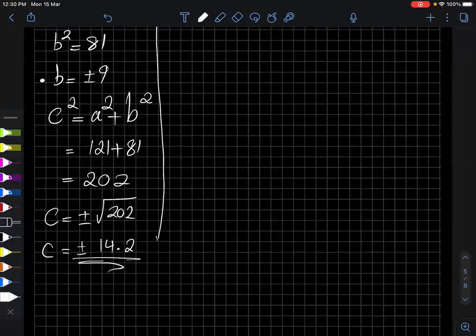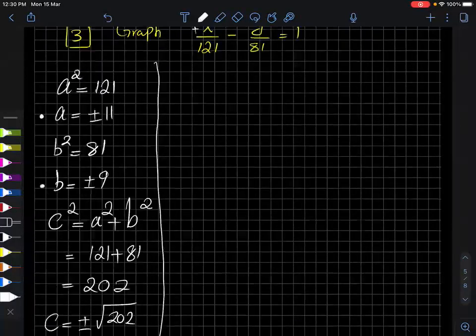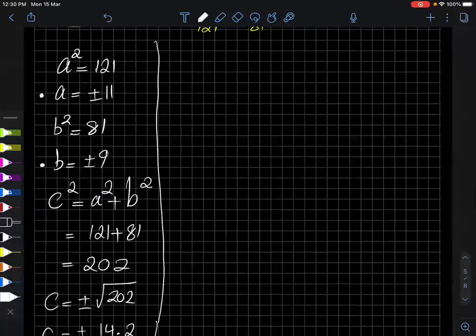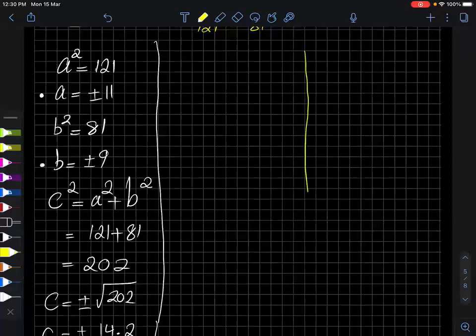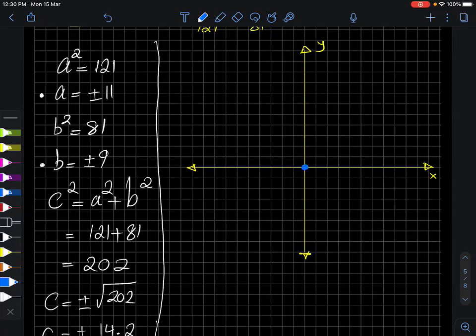Okay, guys. Now we would like to graph. We start by making a coordinate plane, so you have to use the grid paper, a 40 grid points paper. The points are 14.2 and 0, and negative 14.2 and 0. The center is 0, 0. Start from your center point 0, 0. The a is 11 and the b is 9. I think that we need more space here.